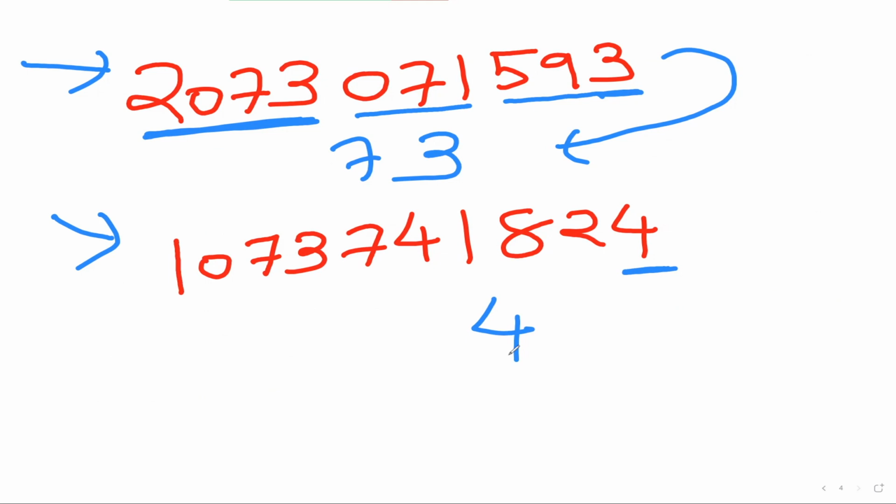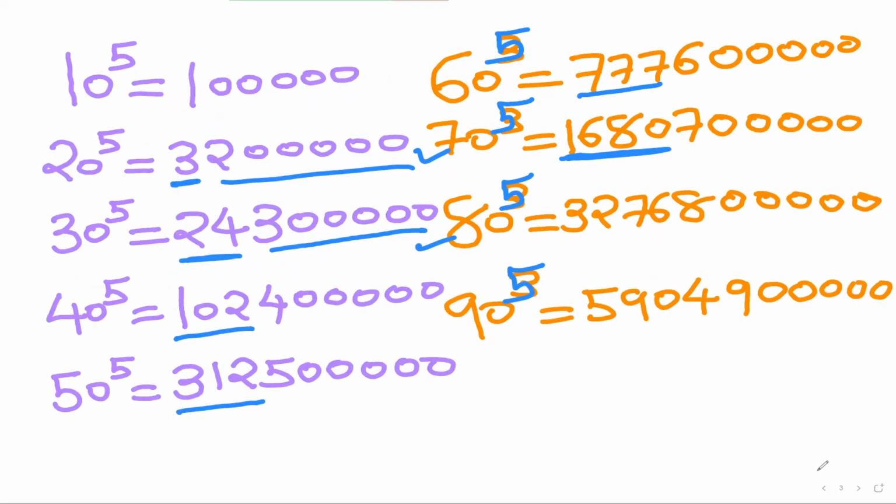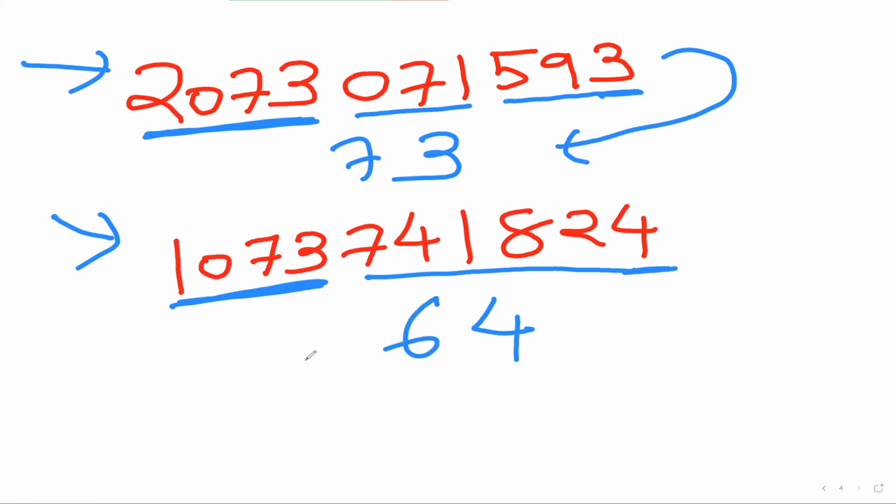Now what am I going to do? I'm going to take off the last 6 digits because that's going to count as a million. So how many million around? 1073 million. And if I go back and check, where does that sit? Can you see? That's between 60 and 70, because 60 is 777 million and 70 is 1680. So it's in between them. So my first digit has to be 6. So I can find that the fifth root is 64.